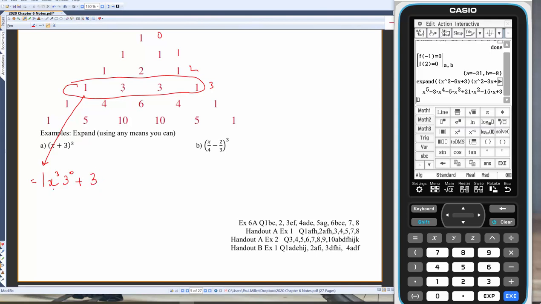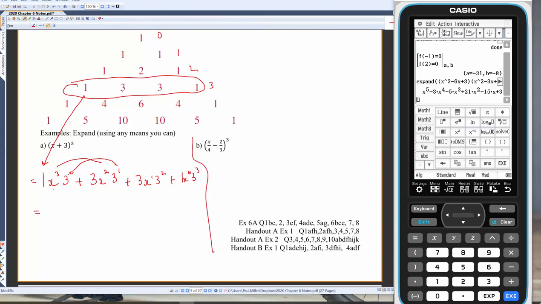Now what happens is the powers on this one here decrease by 1, the powers on this one here increase by 1 each time. This is going to be 3x squared, 3 to the 1. This has gone down by 1, this has gone up by 1. See if you can anticipate what the next one's going to be. It's going to be 3x to the 1, 3 to the 2. And the last one is going to be 1 coefficient, x to the 0, 3 to the 3.